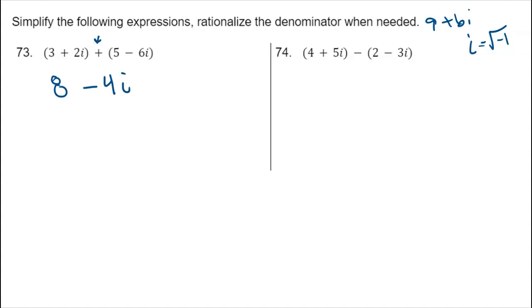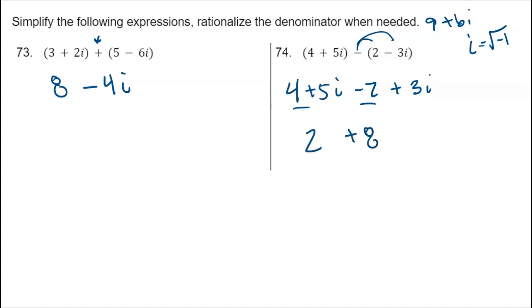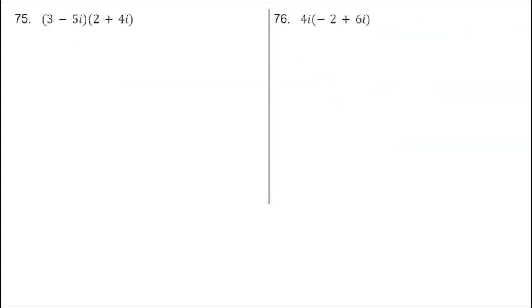All right, over here we're subtracting, so be careful when you subtract. You have to subtract everything after the minus sign, so we get 4 plus 5i minus 2 minus 3i. Don't forget about that. Combining our real parts, 4 plus -2, we get 2. 5 minus 3 is 2i. Done, simple, very easy.